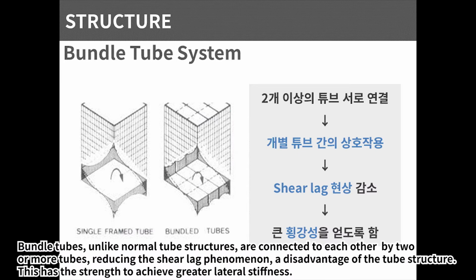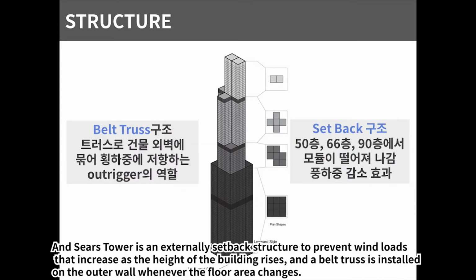Bundle tubes, unlike normal tube structures, are connected to each other by two or more tubes, reducing the shear lag phenomenon, a disadvantage of the tube structure. This has the strength to achieve greater lateral stiffness. And Sears Tower is an externally setback structure to prevent wind loads that increase as the height of the building rises, and a belt truss is installed on the outer wall whenever the floor area changes.